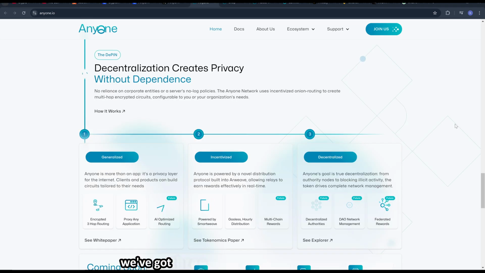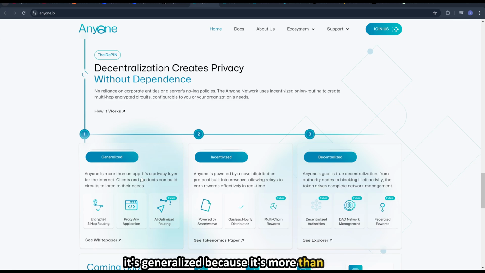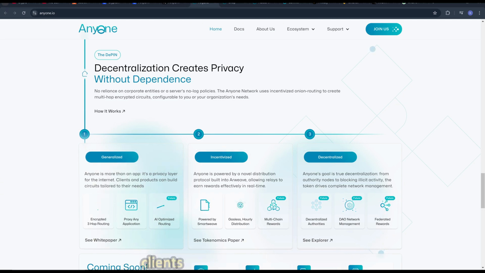Scrolling down further, we've got three keywords that really stand out. We've got generalized, incentivized, and decentralized. It's generalized because it's more than an app. It's a privacy layer for the internet. Clients and products can build circuits tailored to their needs.